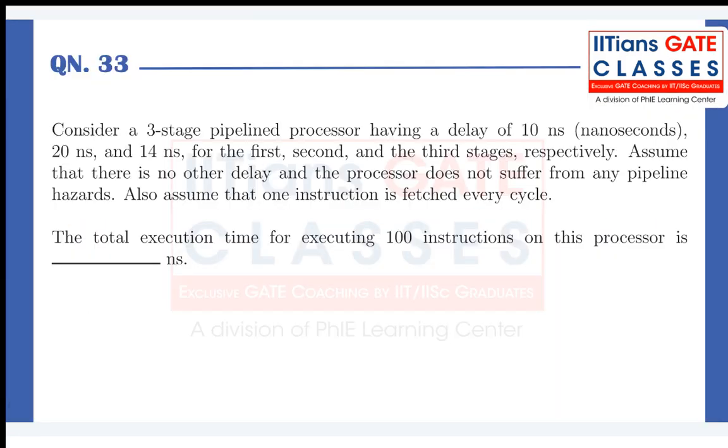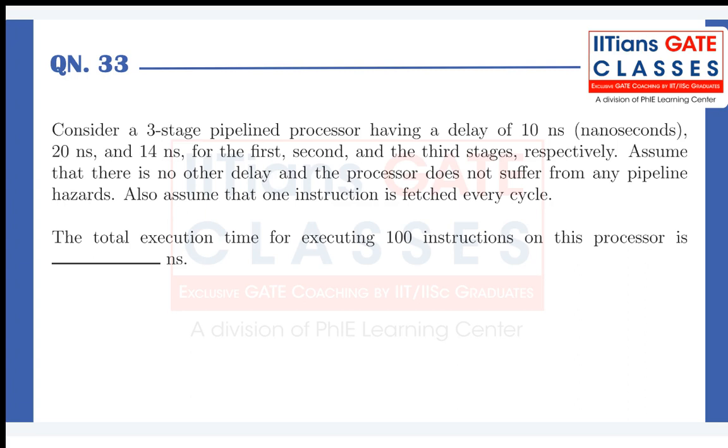Okay, so the first question is based on the topic pipelining. It says, consider a three-stage pipeline processor having a delay of 10 nanoseconds, 20 nanoseconds, and 14 nanoseconds for the first, second, and third stages respectively. Assume that there is no other delay and the processor does not suffer from any pipeline hazards. Also assume that one instruction is fetched every clock cycle. The total execution time for executing 100 instructions on this processor is how many nanoseconds?